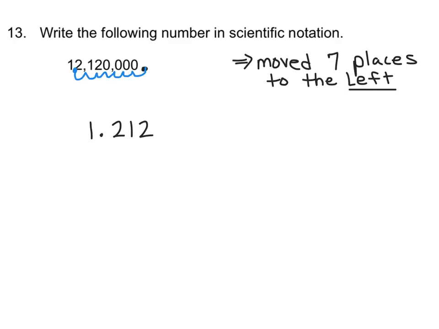Now I'm going to finish writing my number in scientific notation. Now remember, scientific notation is in the form a times 10 to the n. I already wrote my a part, that's the decimal number. Now I'm going to write the times 10 to the n portion, which is my exponent. The exponent is the number of places that you moved the decimal point. If we go up to our note, we moved 7 places to the left. Since we moved 7 places, my exponent is going to be a 7.